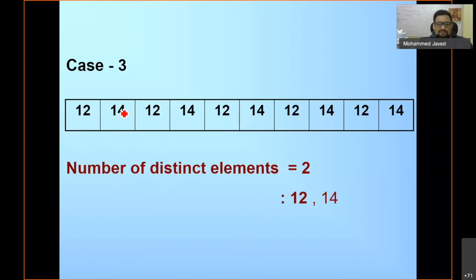We have randomly put some elements, and here we see that the number of distinct elements is 2, and the distinct elements are 12 and 14, right? We also remember, in case 4, I have given random numbers, but I see that the number of distinct elements in this particular array is 10. That means all the elements are distinct in this array. So what may be the case? This is the worst case input for this particular algorithm.